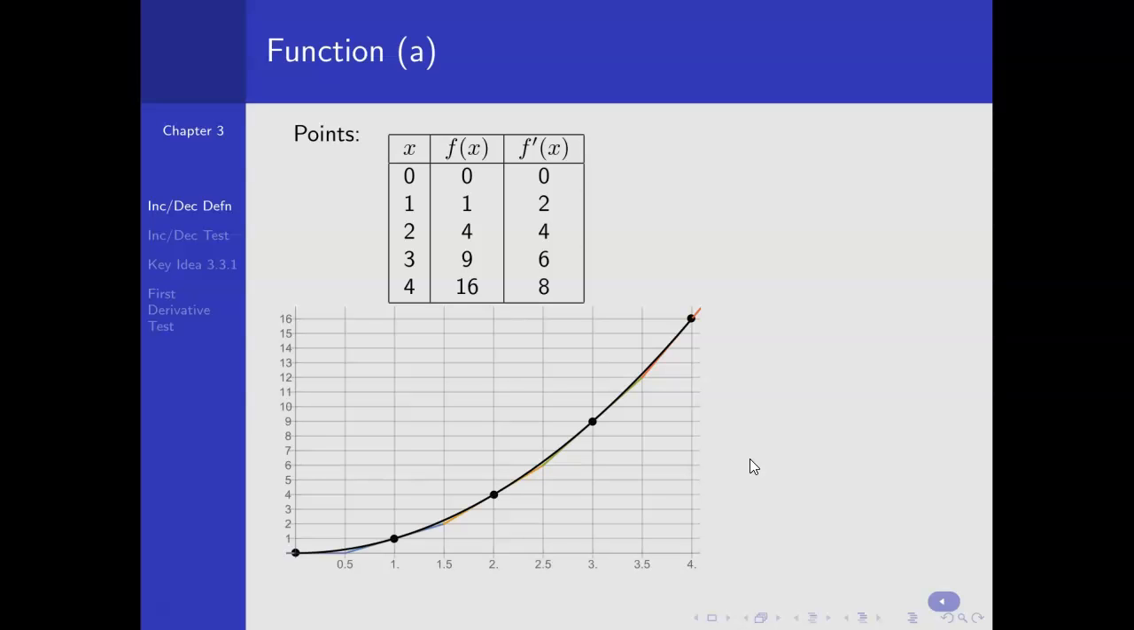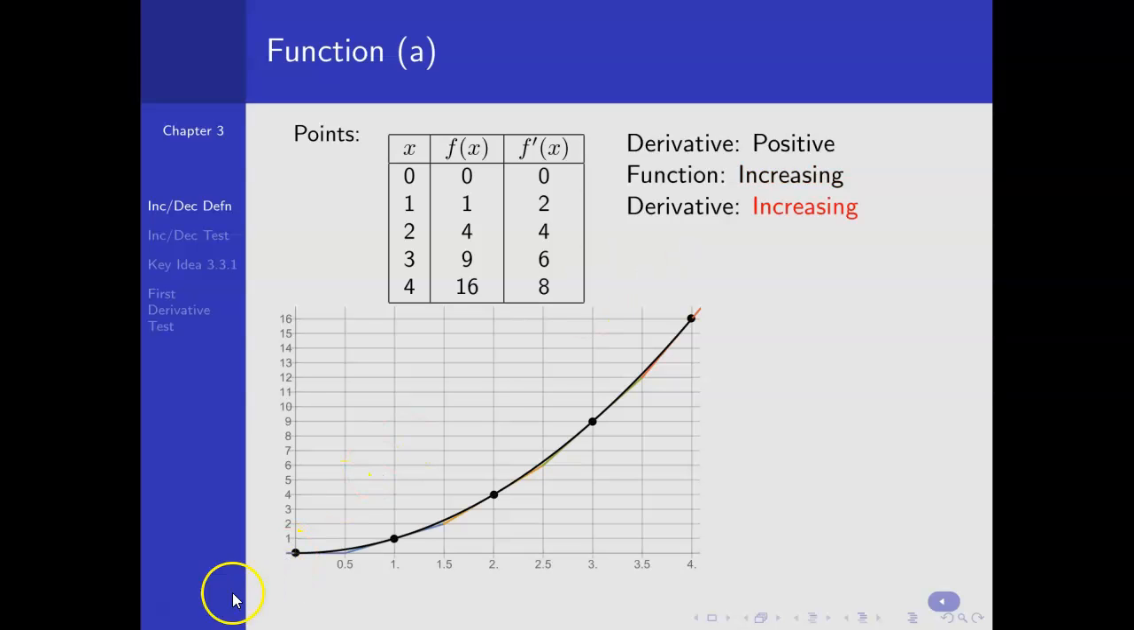Now, continuing on to answer the questions about the derivative and the function. The derivative we see from our table is positive. We're going to ignore that 0 in there. The function we can see from the table, but also from our sketch, is increasing. And the derivative also, if we look at the values of our derivative, those are also increasing because they're getting larger as it goes through the table.